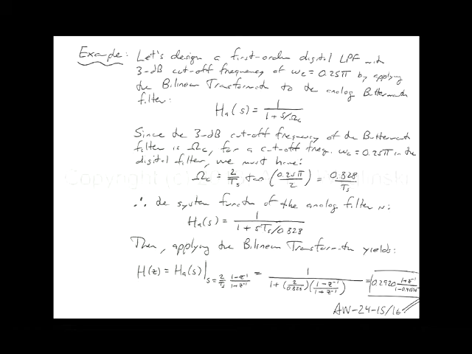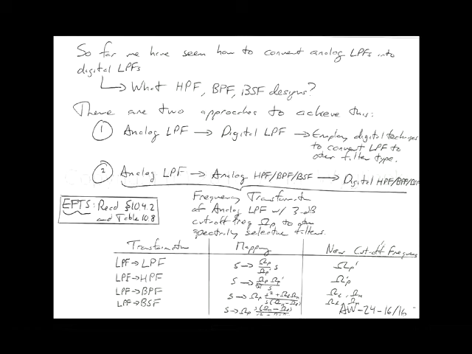All right? And so far, we've looked at making digital low-pass filters, and high-pass, band-pass, and band-stop filter designs. Well, there are a number of ways of doing this. So one way is you can make the analog low-pass filter, make a digital low-pass filter, and then manipulate the digital low-pass filter to get your band-stop, band-pass, or high-pass. The other trickeroo that you can do is you have an analog low-pass filter. You convert it in the analog domain into the other types of filters, and then you digitize that.